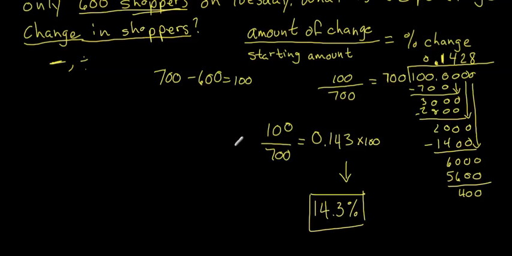So that means that the change in shoppers is 14.3%, but did they go up or down? They went down. So it's been a decrease of 14.3%.